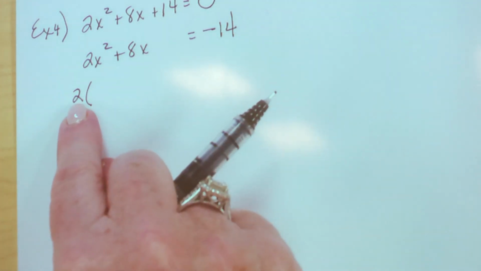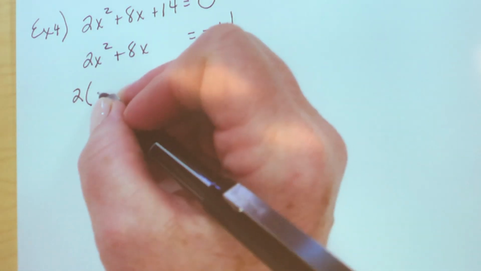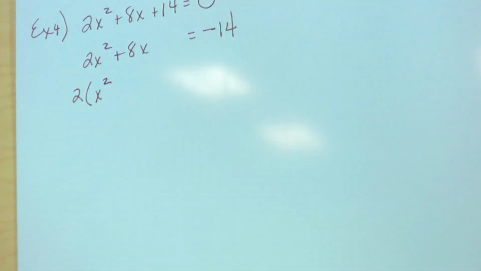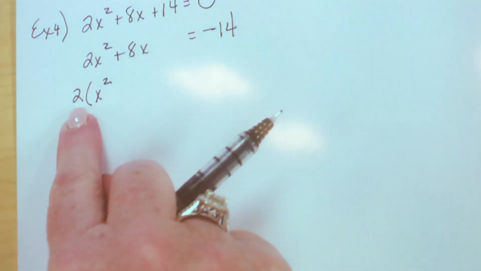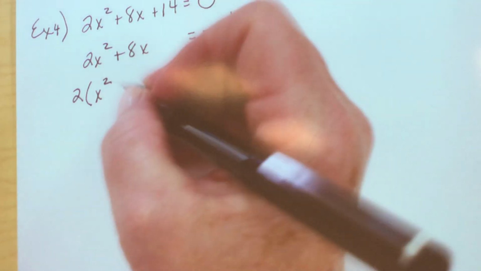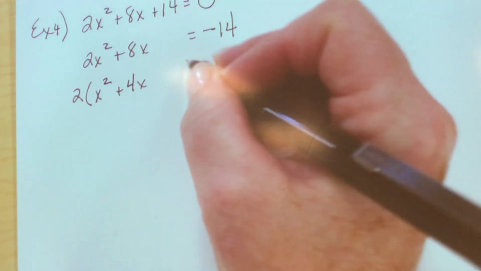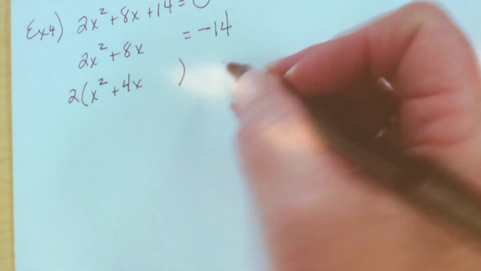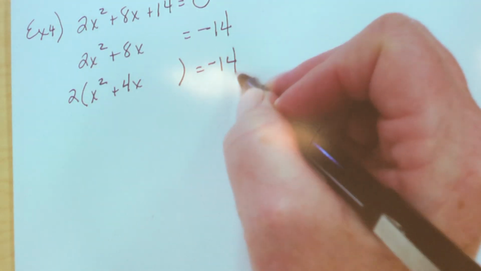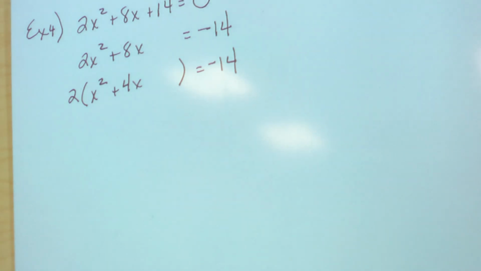So what do you multiply 2 by to get 2x squared? X squared. Are y'all with me? What do you multiply 2 by to get 8x? 4x. Okay, now close this parentheses, leave yourself a space. And now we're fixing to do something you're going to think is crazy.